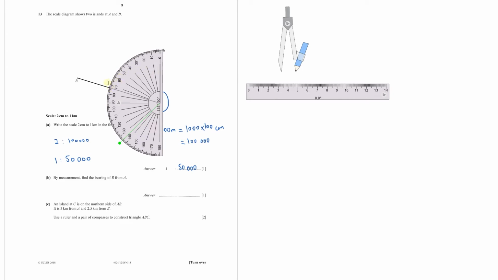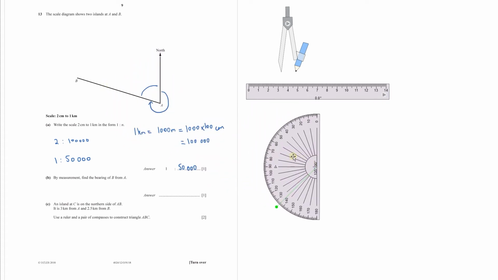So now if I look at this, this angle is 70, 71, 72, 73 degrees, almost 73 degrees. In fact, a little above 73. So we can write it as 73 degrees. So this angle here is 73.